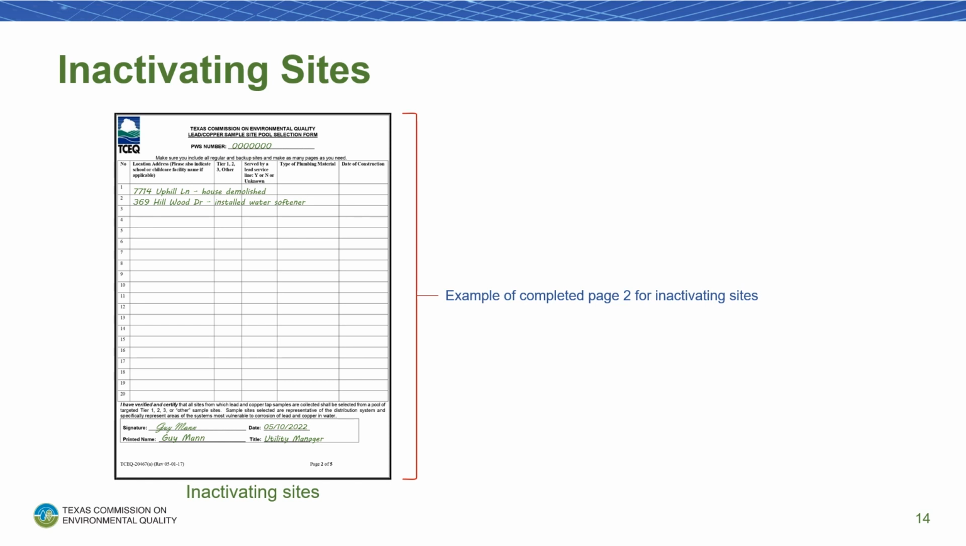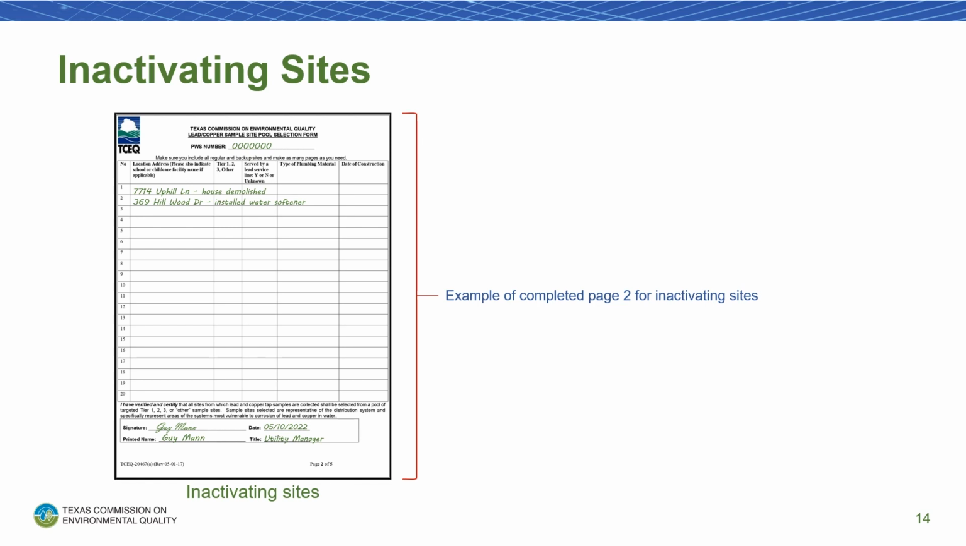You may also want to inactivate sites that are no longer viable sampling locations. Examples of why you'd want to inactivate a site may include that the building has been demolished or the resident has installed a water softener. If the site could possibly be a viable sampling location in the future, there is no need to inactivate it. For example, if the current resident no longer wants to participate in sampling, but a future resident may, you can leave the site as active. There is no limit to the number of sites you can have as active, and approval of sites does not expire, so there is no disadvantage to leaving the site as active.